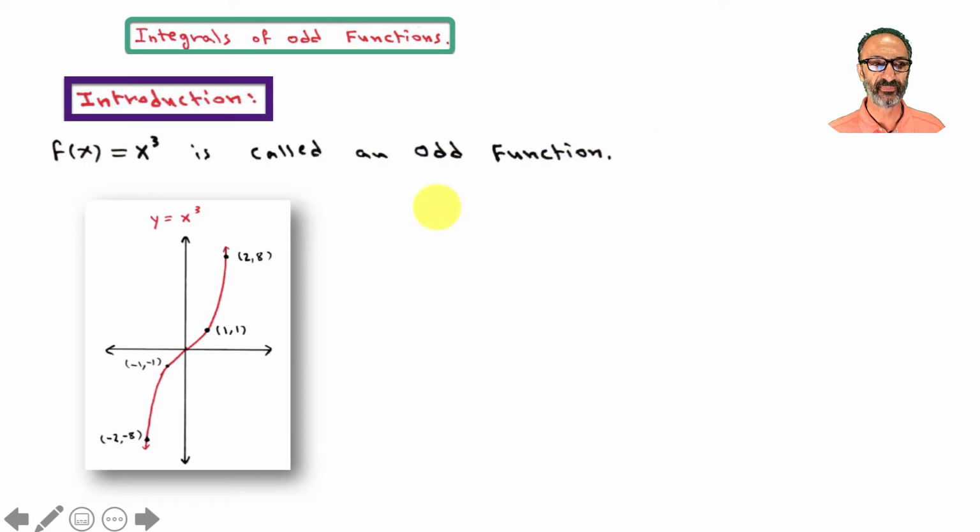Looks like this. 1 takes you up to 1. Negative 1 doesn't take you up to 1. It takes you down to negative 1. 2 takes you up to 8. Negative 2 doesn't take you up to 8. It takes you down to negative 8. So we don't have a similarity about the y-axis. We have a similarity about the origin. This is across from the origin to the other side with the same distance.